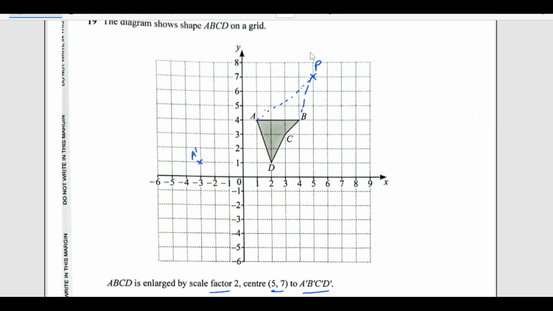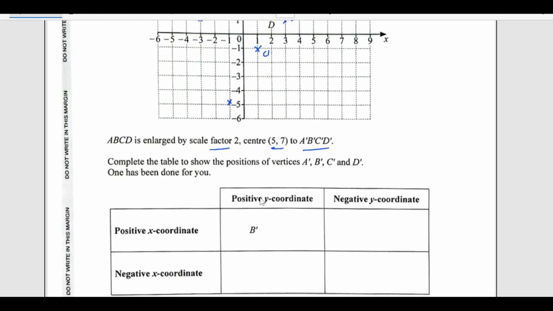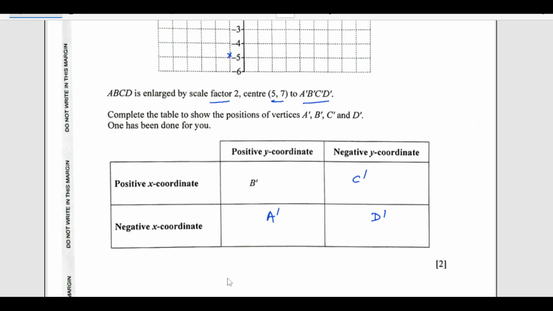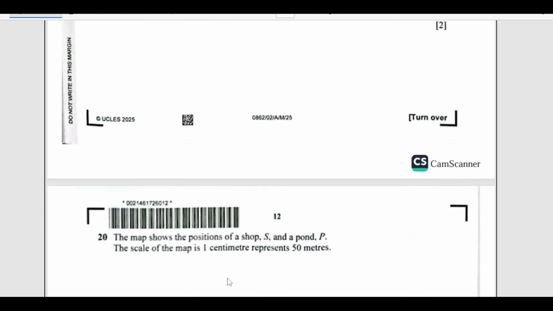Similarly, you measure this P to B, then double it, times 2. Whatever centimeters you get, I'm getting B dash is here. So this is B dash, and then in the same way our C dash comes here. Then we come here, the D dash comes here. So we got the positions of A, B and C dash. So we will write down. C dash is coming in negative y, A dash here and D dash is here, right? So wherever it is located, we will place them accordingly.